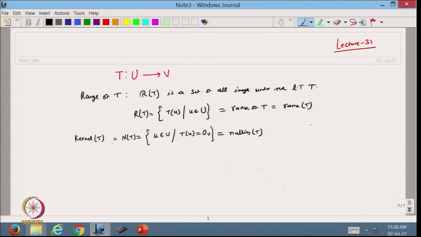We have already discussed these things when we defined the matrices A from Rn to Rm. In that case, we already defined what is the rank of the matrix and what is the nullity of the corresponding matrix. In the same way we can define rank of T and nullity of T.